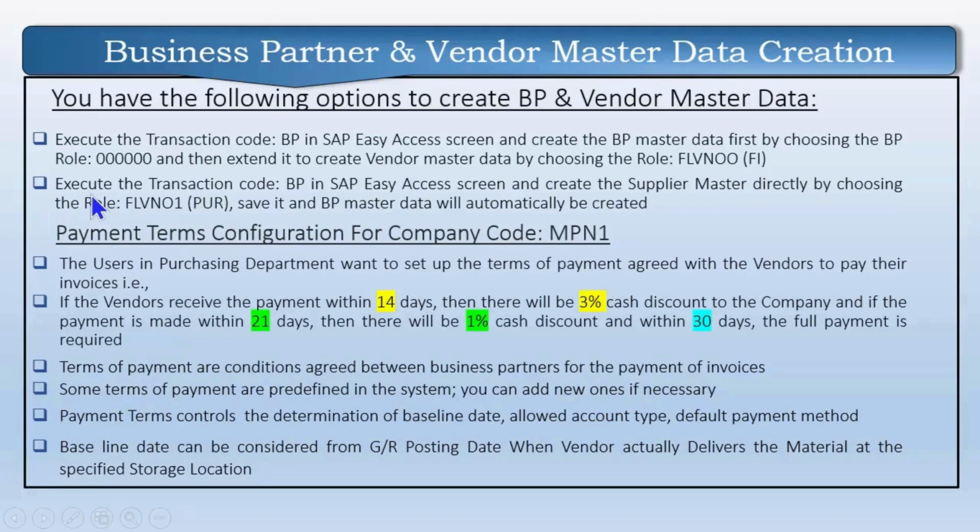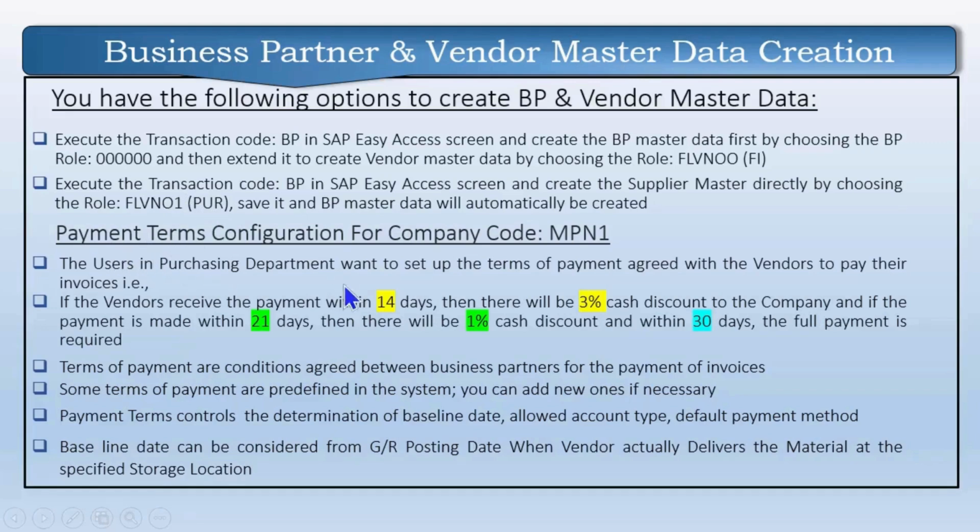And then finally, we'll execute the transaction code BP in the SAP Easy Access screen and create the supplier master directly by choosing the role FLVN01. That's the purchasing side of the supplier role. So we'll create the supplier role. First, we'll create the general data BP 000000. Then we'll extend it to the finance role, and then finally we'll extend it to the purchasing role. That will be as a supplier.